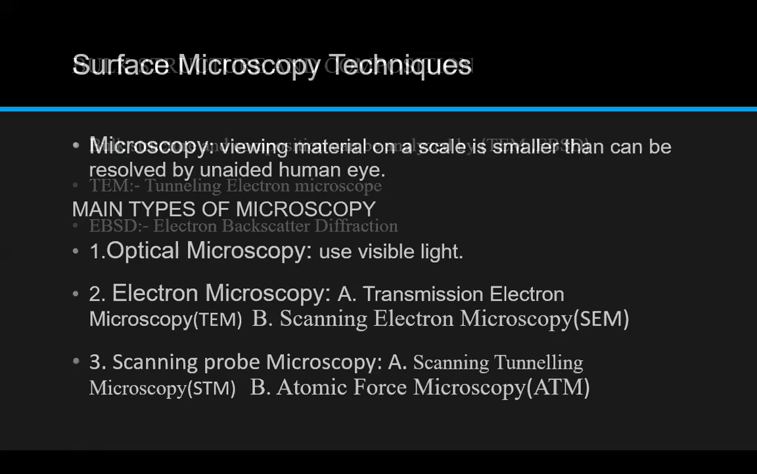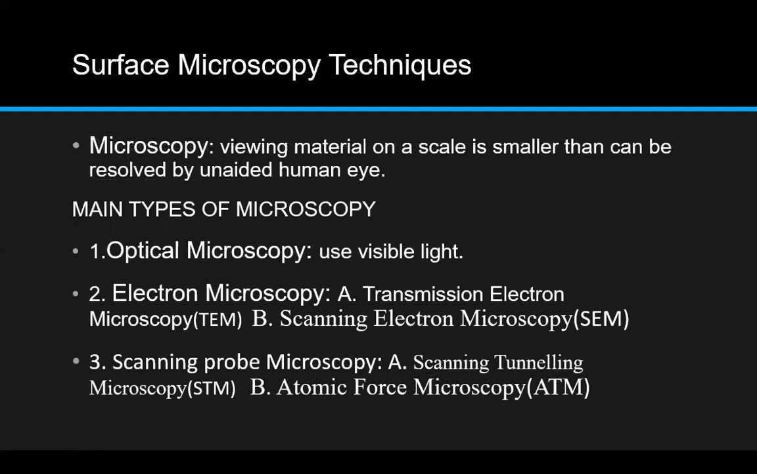Material characterization also depends upon the material properties that we characterize, understanding how the properties can be identified, and understanding how the instrument or equipment for investigating the material properly works. Surface microscopic techniques are those in which microscopy is a technique to view the material on a scale smaller than can be resolved by the unaided human eye.